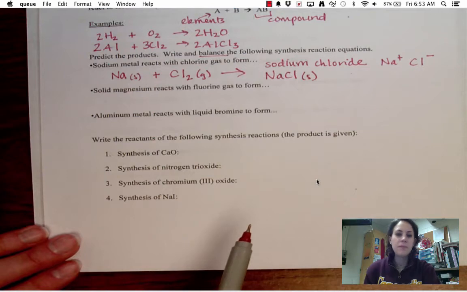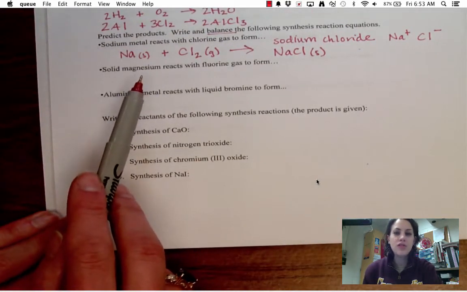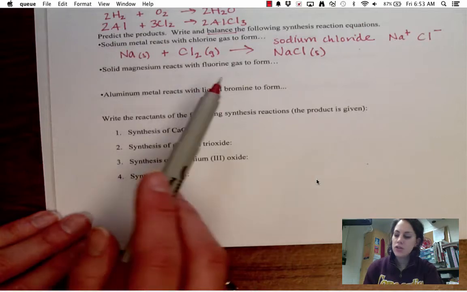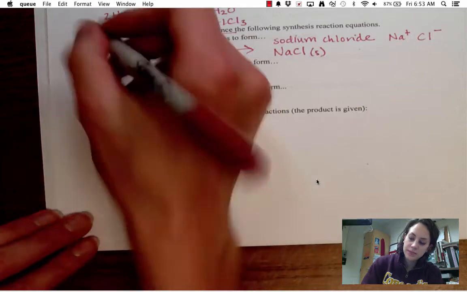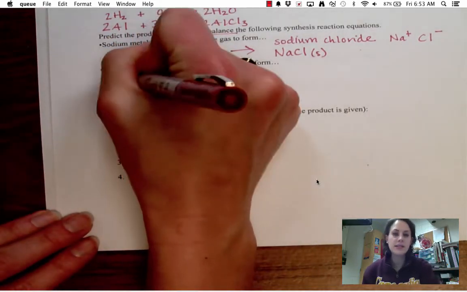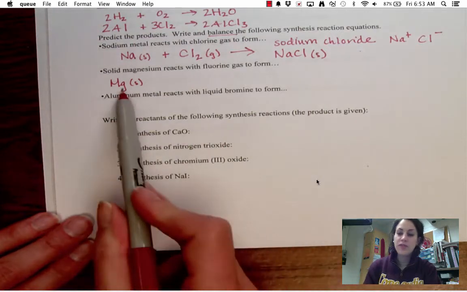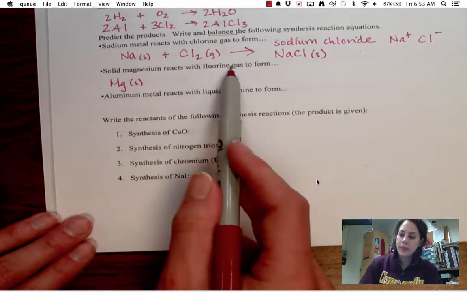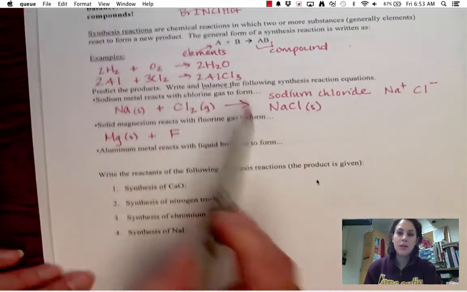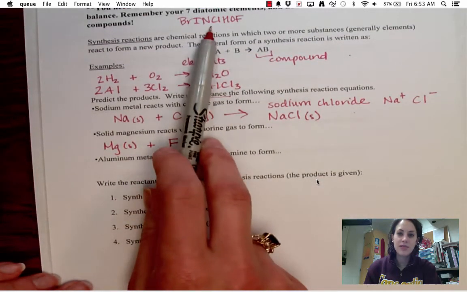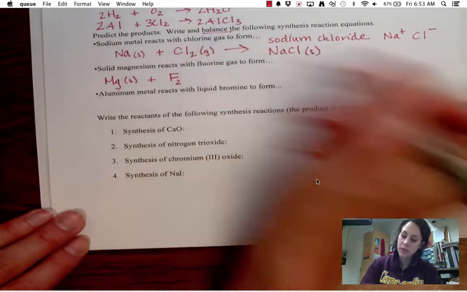Okay, let's try another one. Solid magnesium reacts with fluorine gas to form something. So let's see. Solid magnesium is Mg with a little s. It's not one of Brinkelhoff, so I don't get a little 2 next to it. Reacts with fluorine. Fluorine is one of the 7 Brinkelhoff elements up here. It's the F right here. So that does get a little 2 next to it. That'll be gas.